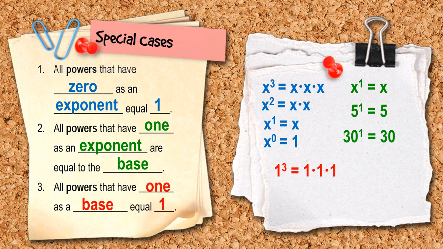If I have 1 to the third power, 1's my base, that's what I'm multiplying. I'm multiplying it by itself 3 times because my exponent is 3. 1 times 1 is 1. 1 times 1 is still 1. I could multiply 1 together as many times as I'd like, and I'd always get 1.